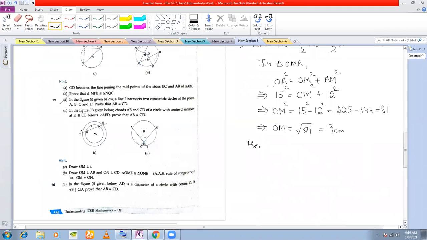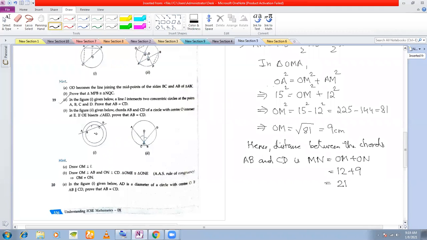Hence, distance between the chords AB and CD is MN, equal to OM plus ON, which is equal to 12 plus 9, which is 21. That's it. That's your answer.